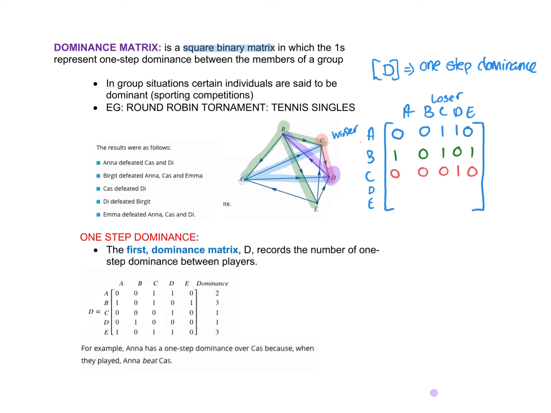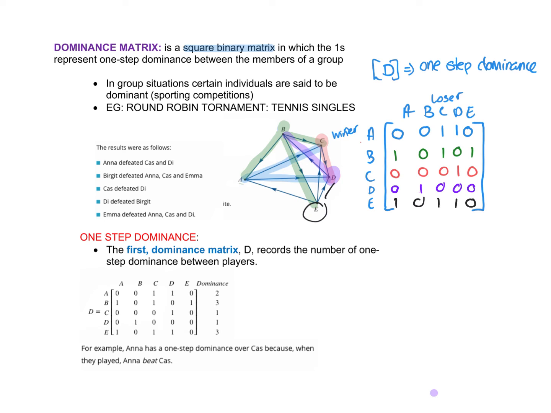Okay, so D defeated, it did defeat B. So I'll put a 1 there, 0, 0, 0. And E, the last one, who did E defeat? E defeated D, A, C, but not B. Okay. All right. So that's one-step dominance.